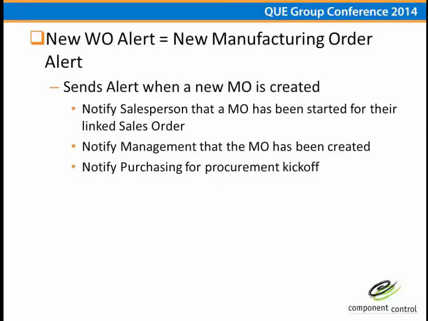So a couple examples are a new work order becomes a new manufacturing order alert, right? So it sends the alert when the new manufacturing order is created. Maybe we need to alert a salesperson that that manufacturing order has been started for their linked sales order so they can notify their customer. Maybe we want to notify management that a manufacturing order has been created. Maybe we'll want to notify purchasing so they know that they need to go out and do their procurement. But that's what that alert can be used for.